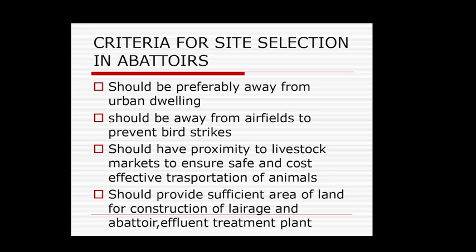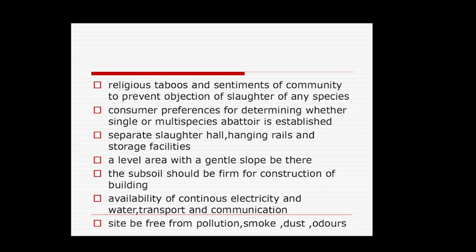Criteria for site selection. First, we should make sure that it is away from urban dwellings because it is a slaughterhouse. It should be away from airfields, close to livestock markets, and have sufficient land for treatment of effluents like byproducts. Religious taboos and sentiments of the community should be considered to prevent objection to slaughter of any species, and consumer preferences determine whether a single or multi-species abattoir is established.